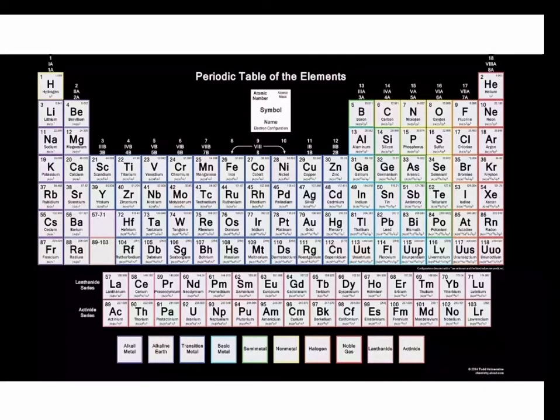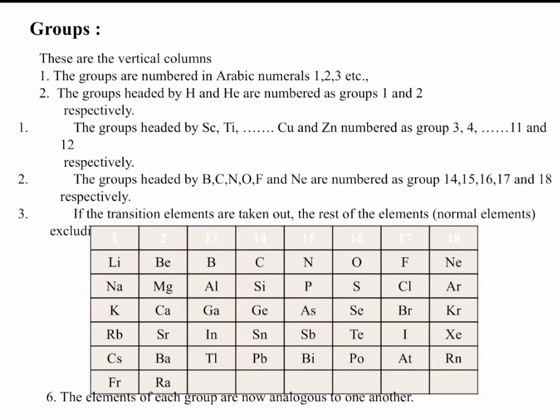If the transition elements are taken out, the rest of the elements are called normal elements except hydrogen and helium. So here I show some groups: 1, 2, 13, 14, 15, 16, 17 and 18. In the first group, the elements are lithium to francium. In the second group, beryllium to radon. So like that I show 18 groups.